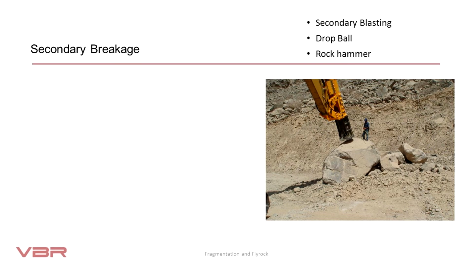Secondary breakage may be necessary whenever large rocks remain after the blast. This can be done through secondary blasting or using a drop ball or a rock hammer. Presence of such large rocks indicates that the blasting was not successful, in most cases due to insufficient usage of explosives for the blast.